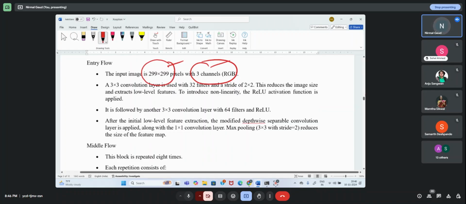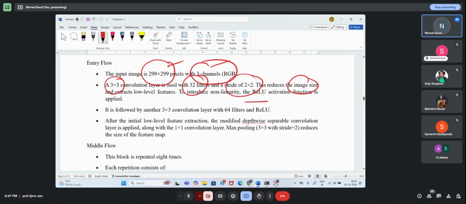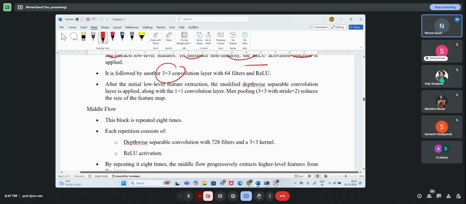Then this image will pass through 3 cross 3 convolution using 32 filters and 2 cross 2 striding. This will reduce the image obviously. This is feature extraction, and for non-linearity we use the ReLU activation function. Then again 3 cross 3 convolution with 64 filters and ReLU is used. After the initial low level feature extraction, the modified depthwise separable convolution is applied.